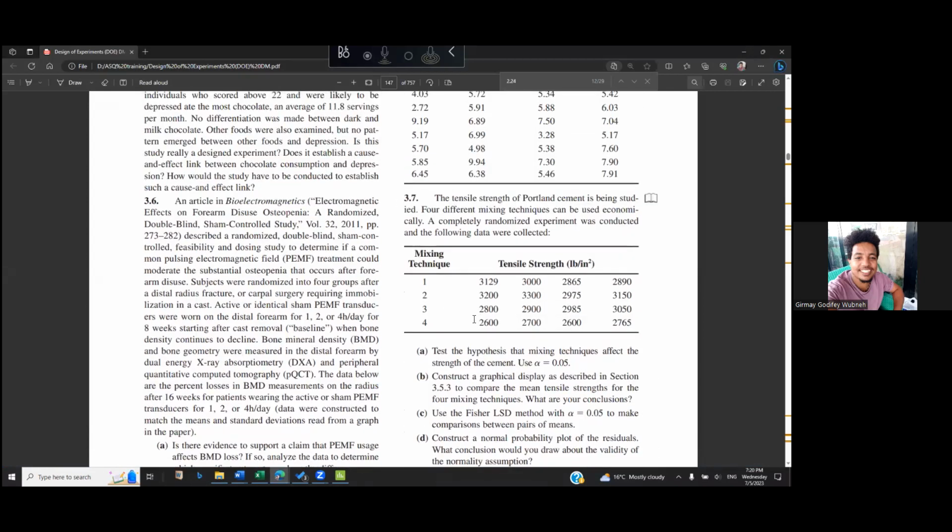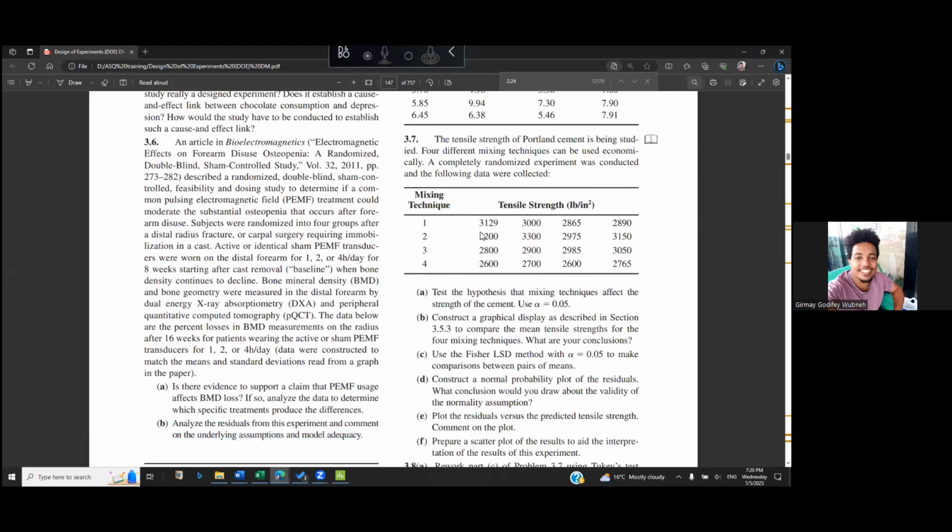Next, problem 3.7: the tensile strength of Portland cement is being studied with four different mixing techniques. The tensile strengths are in lb per inch squared. A completely randomized experiment was conducted and the following data were collected. Part A: test the hypothesis that mixing technique affects the strength of the cement.